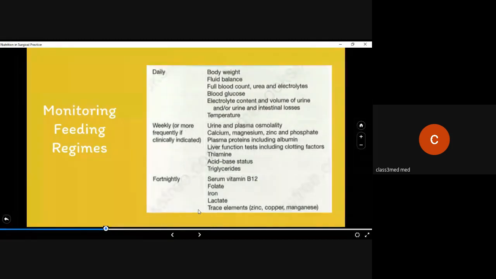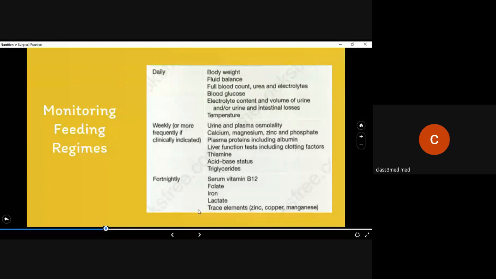Now, what are the daily monitoring measures that need to be applied for any patient on nutritional support? First is body weight. You have to weigh the patient daily and record that. And we have to ensure a good fluid balance. So we calculate the input and output regarding fluid, and it should be in a very sensitive balance. We send for a full blood count, blood urea, serum electrolytes, blood glucose, and electrolyte content and volume of the urine, and intestinal losses. Again, daily temperature checking is very important.